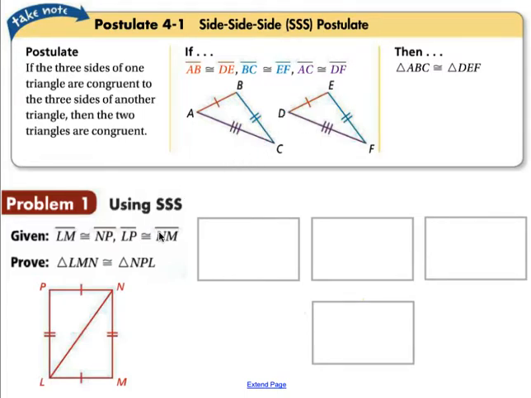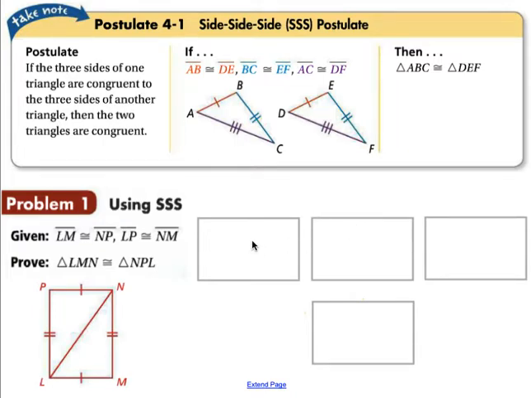So here's an example of how we would use the side postulate. In this problem, we have a rectangle with a diagonal, and we're given that LM, the bottom side here, is congruent to NP, and that LP, which is the left side, is congruent to NM, which is the right side. So we have two of the sides of the triangles congruent. We want to prove that triangle LMN is congruent to triangle NPL.